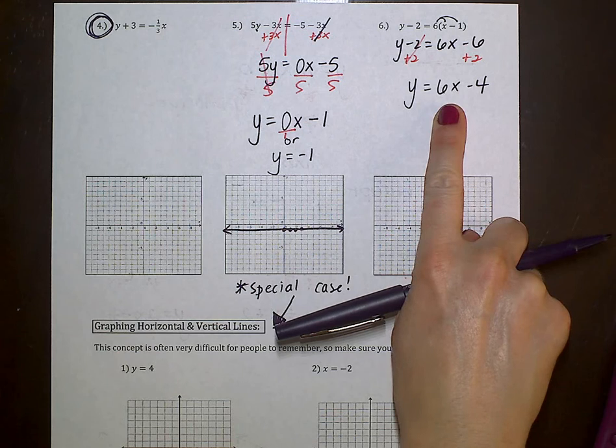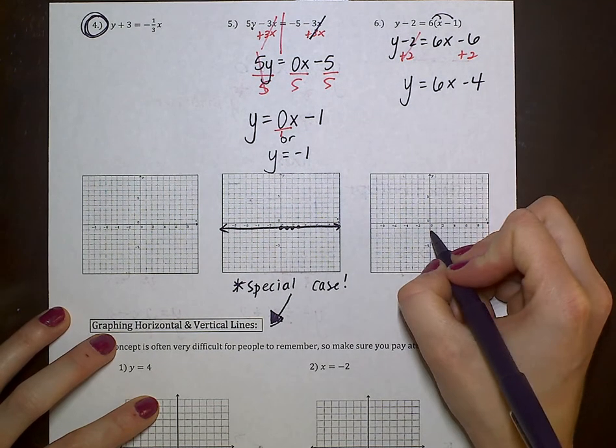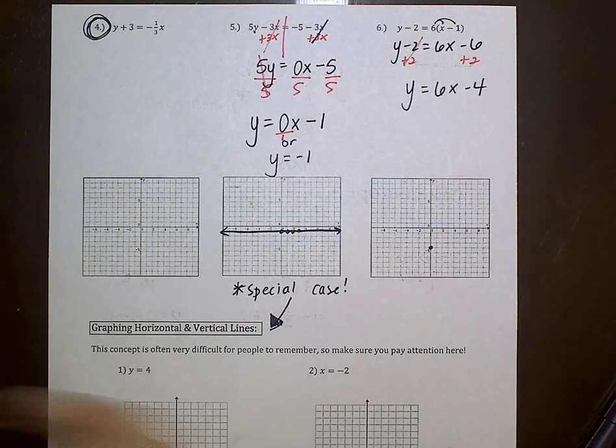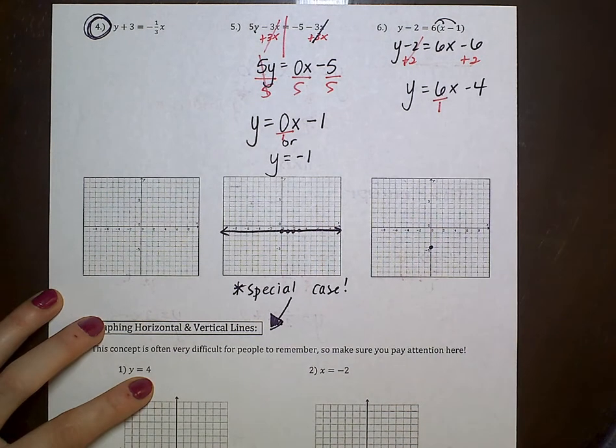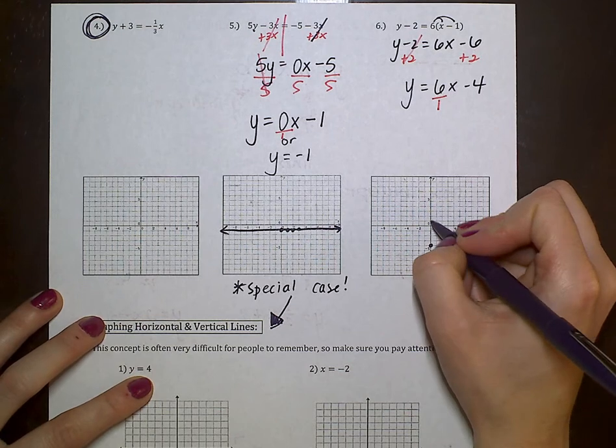Now I want to graph it. So you go down 4 on the y-axis, and then count your slope, which would be 6 over 1. So it's positive 6. I'm going to go up 6 and right 1.